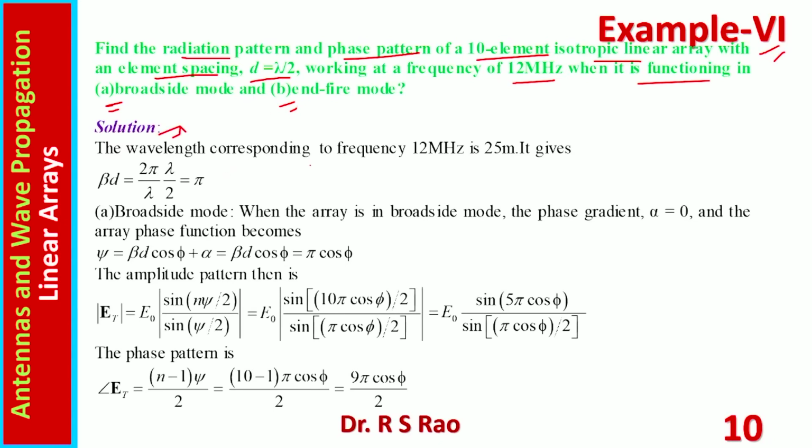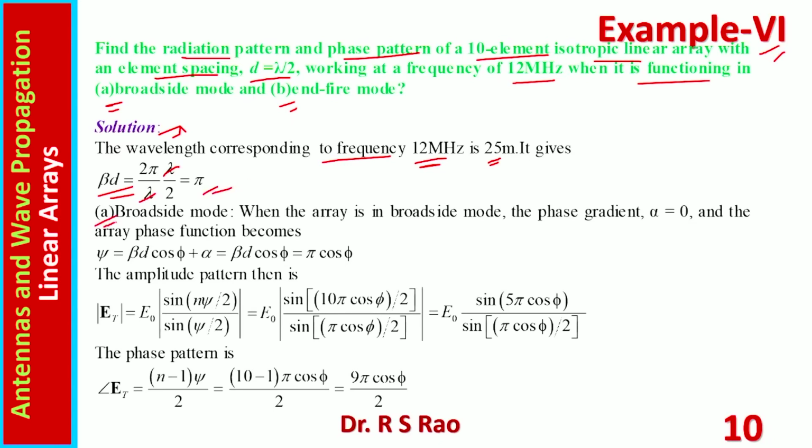Solution. Wavelength corresponding to frequency 12 MHz is 25 meters. So it gives beta d. Beta is 2 pi by lambda. Lambda is 25 meters. D is given as lambda by 2. So beta is 2 pi by lambda, d is lambda by 2, lambda gets cancelled. We don't require the lambda value here to get beta d. Anyway, in the present case, beta d turns out to be pi.